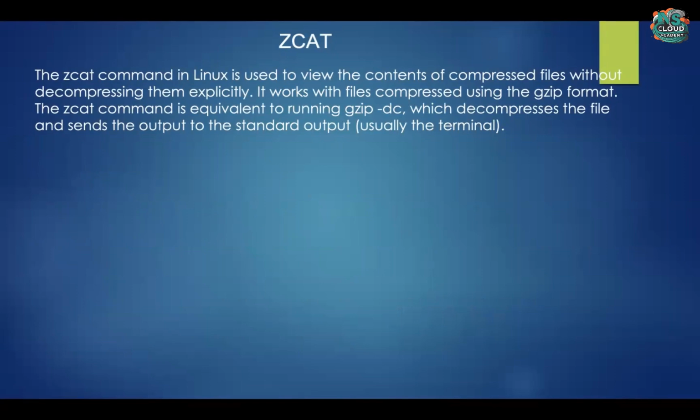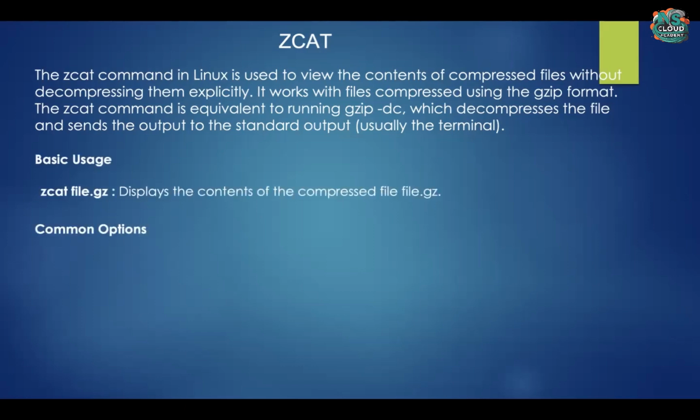The ZCAT command in Linux is used to view the content of compressed files without decompressing them explicitly, right? It works with files compressed using the gzip command format. The ZCAT command is equivalent to running gzip -dc, which decompresses the file and sends the output to the standard output, usually the terminal. So basically, if you have any file in .gz format, you cannot view that file without decompressing it, right?